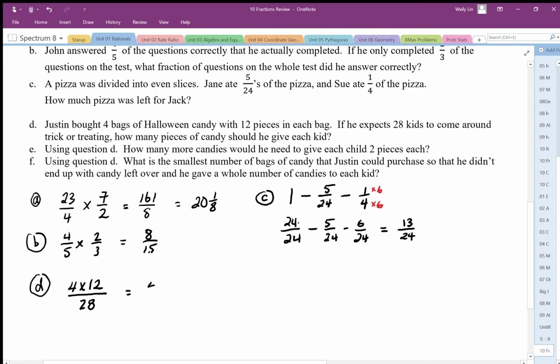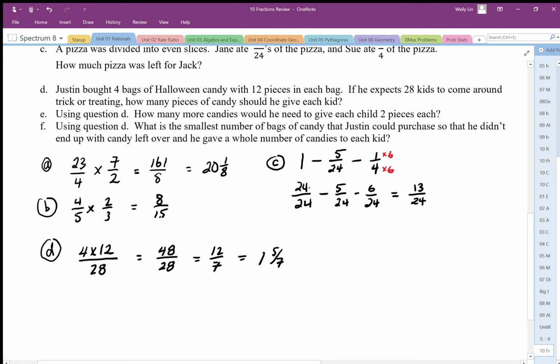We can probably get rid of some common factors here. Okay, so let's simplify first, so divide by 4. So we're going to end up with 1 5/7 of a candy for each kid. So you're going to have to chop up each candy. Each kid's only going to get 1 whole one, and then he's going to get 1 chopped up. That's not great. Okay, so for part E, let's make sure that each kid gets 2 pieces each.